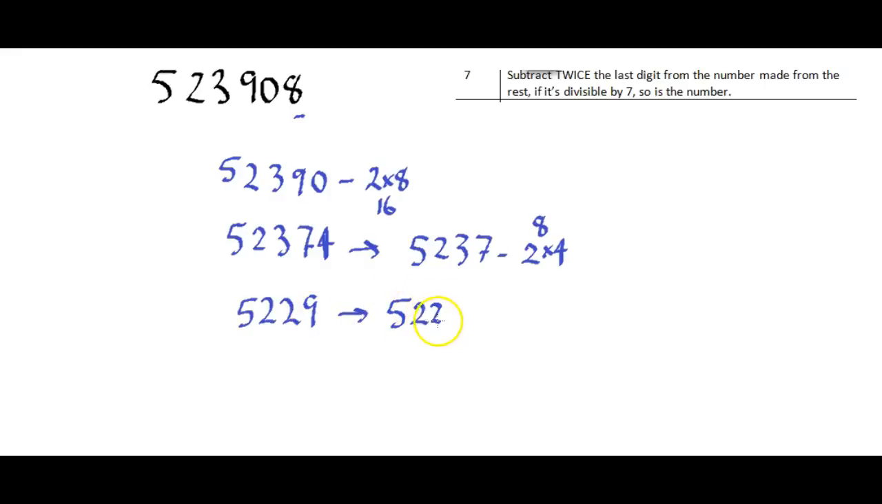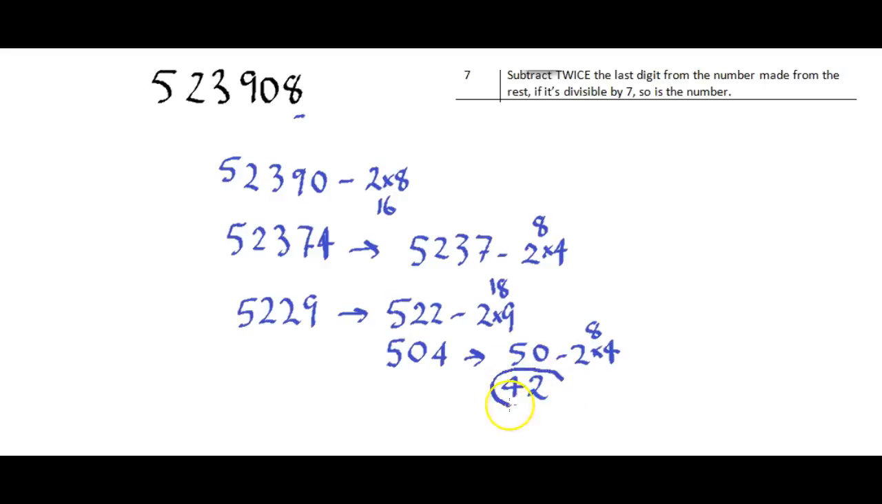So I've got 522 minus 2 times my last digit, which is 18. I can use a calculator, but I don't need one. 522 minus 18 gives us 504. And I can repeat this process again. So 504, I'm going to take the first part of it and take away 2 times 4. And that's going to give me an answer of 50 minus 8. 50 minus 8 is 42.